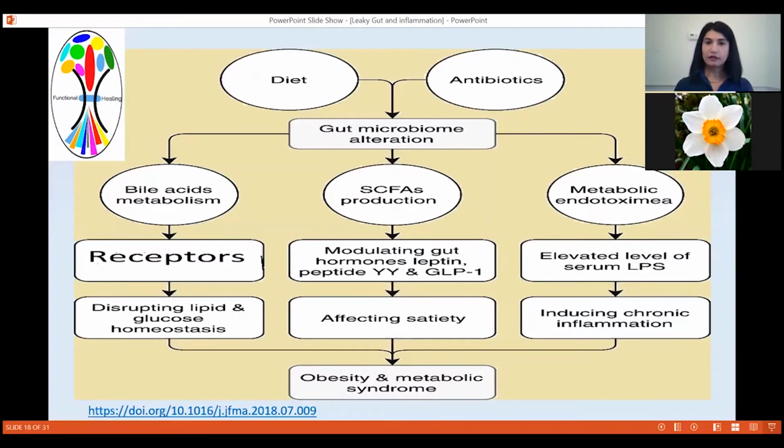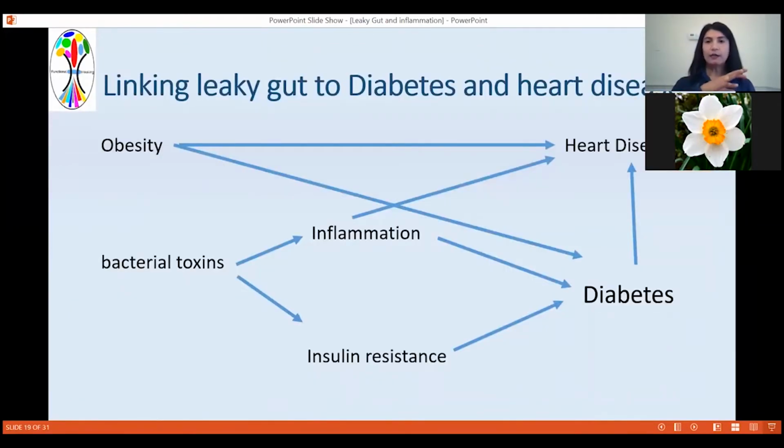Is obesity the link between leaky gut and diabetes as well as heart disease? So it is true that obesity is one of the ways you can say leaky gut can cause increased risk of heart disease and diabetes, but that is not the only pathway, because leaky gut allows bacterial toxins to enter the body, and those bacterial toxins can also cause inflammation and increase the risk of heart disease and diabetes. Also, the bacterial toxins can directly cause insulin resistance, which can lead to diabetes. So there are multiple pathways through which leaky gut and gut bacteria can cause increased risk of heart disease and diabetes.